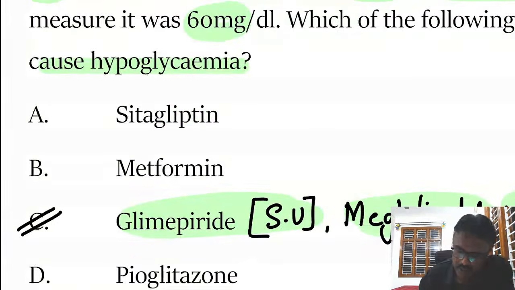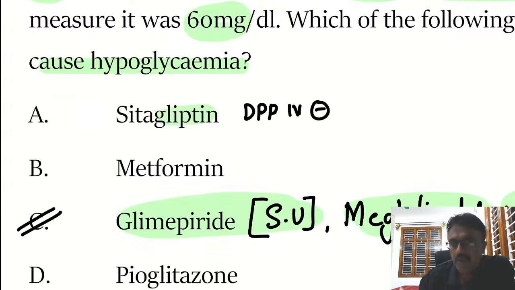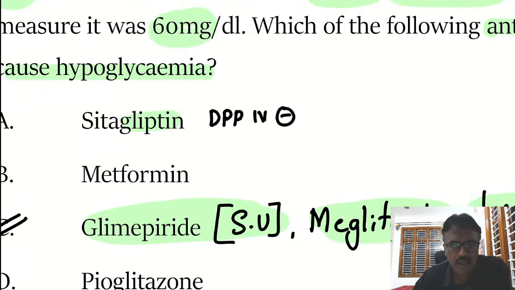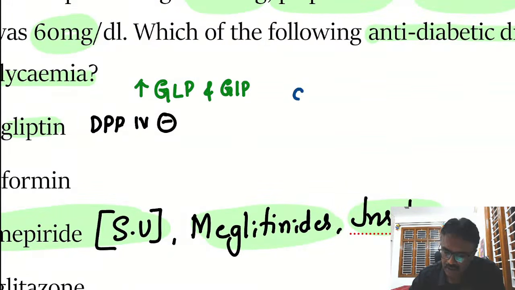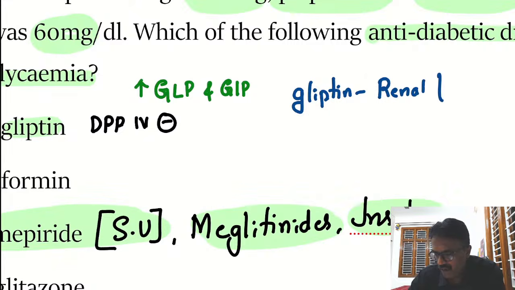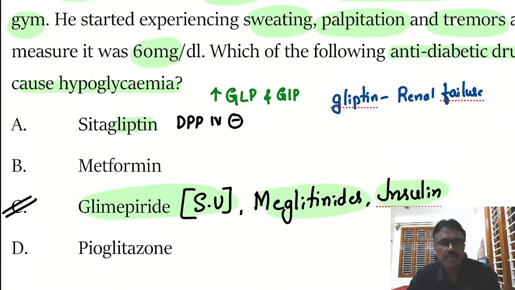Now, any drug ending with gliptin, remember these are DPP4 inhibitors. Now, if you inhibit DPP4, what will increase? It will increase the levels of GLP and GIP. And tell me, which gliptin is safe in renal failure? Or you don't reduce any dose in renal failure, which gliptin? Come on.